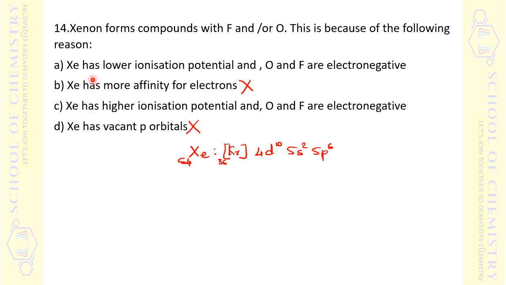Right, now we are left with A and C. Xenon has lower ionization potential and O and F are electronegative. Xenon has higher ionization potential, O and F are electronegative. This statement is common. Right, so now you should decide between these two.